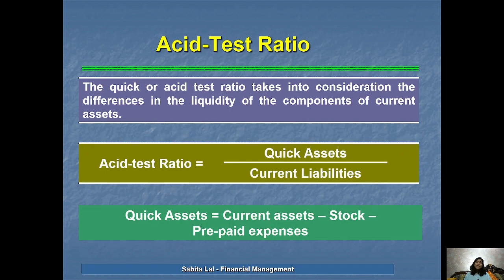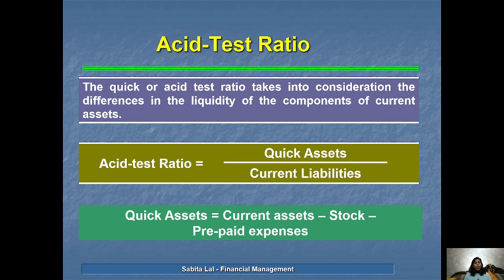Second is your acid test ratio. Acid test ratio, another name is quick ratio. So quick ratio and acid test ratio are the same. It shows the liquidity of the components of current asset. So acid test ratio or quick ratio is your quick asset by current liability. Quick asset is nothing but your current asset minus stock minus prepaid expenses.